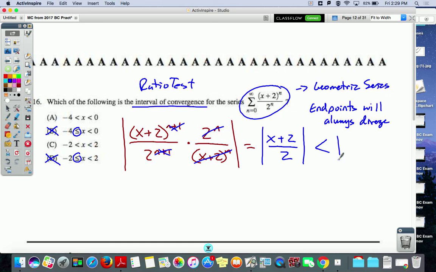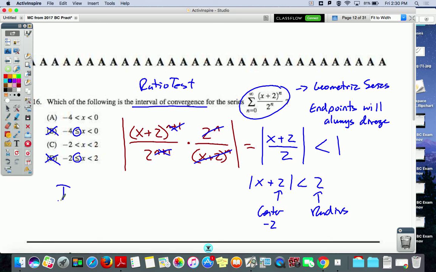I'm also going to multiply by 2 here. And we'll end up getting the absolute value of x plus 2 is less than 2. The 2 becomes my radius. And the 2 in the x plus 2, that becomes my center. In fact, my center is going to be negative 2, because it's always x minus the center is less than the radius.